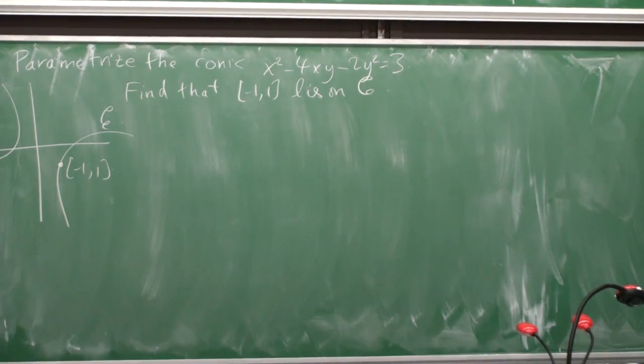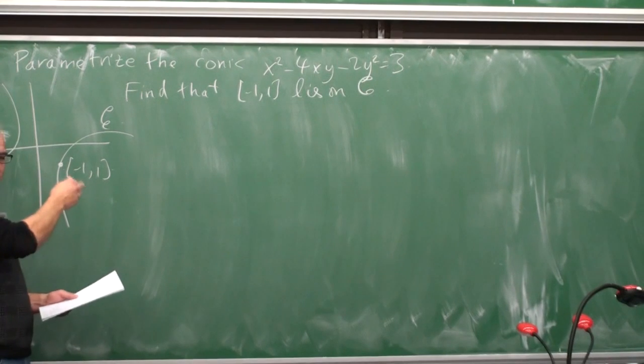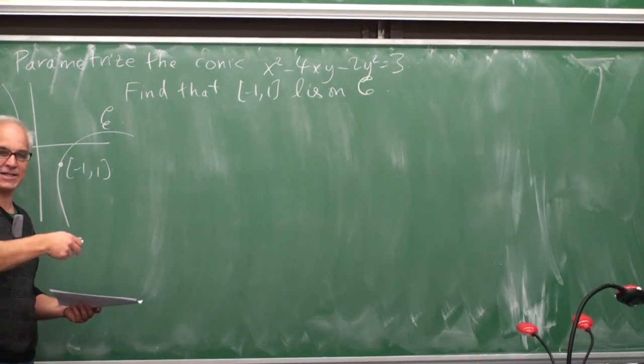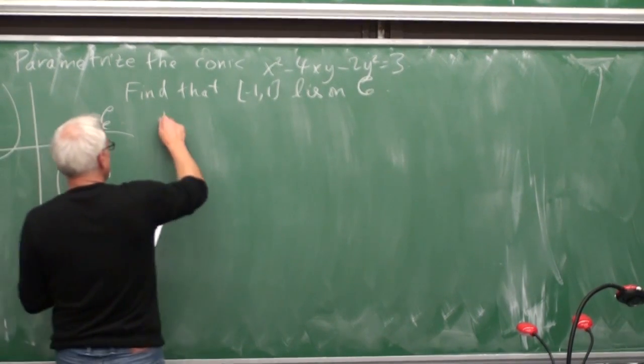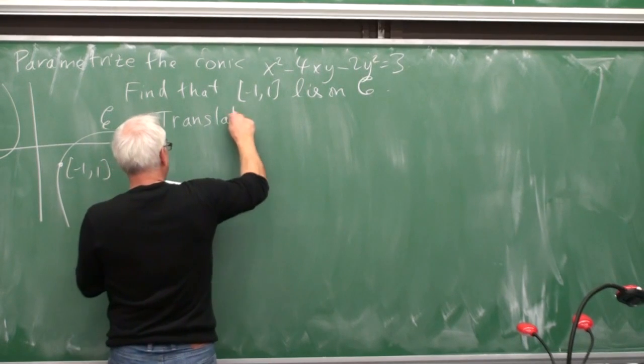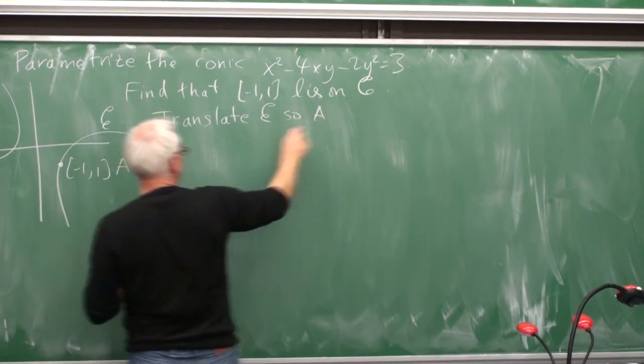Most of you got this fine. There are many possible answers because there's lots of ways of choosing an auxiliary line to set up your parameters. So I'm going to do something just a little bit different, which a few people did. Just to give you an alternate view, in keeping with our approach: if you have a problem involving a point and a conic or a curve, if you translate the point to the origin, maybe things are simpler in general. So let's translate C so that the point, let's call it A here, goes to the origin.